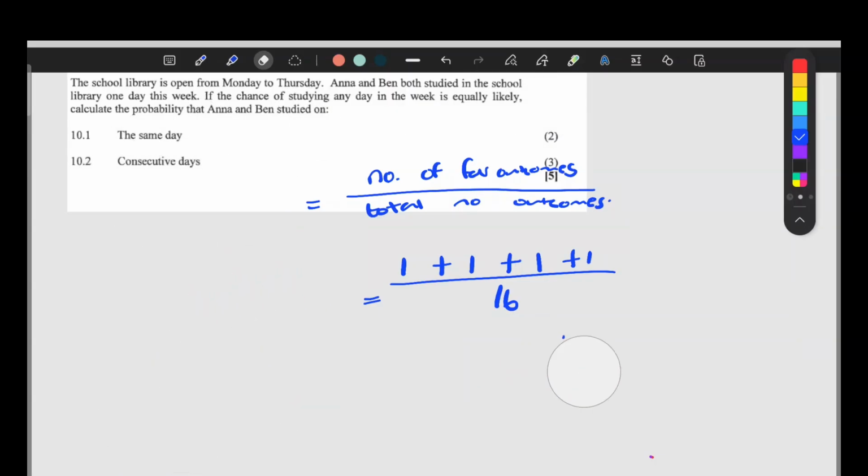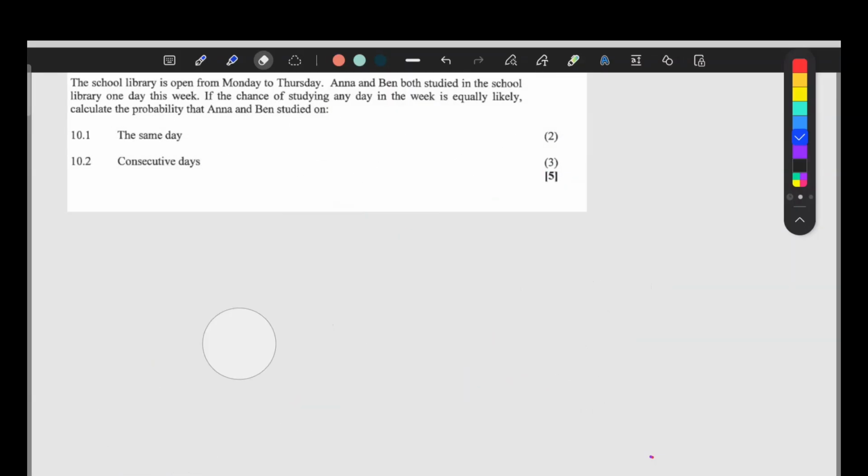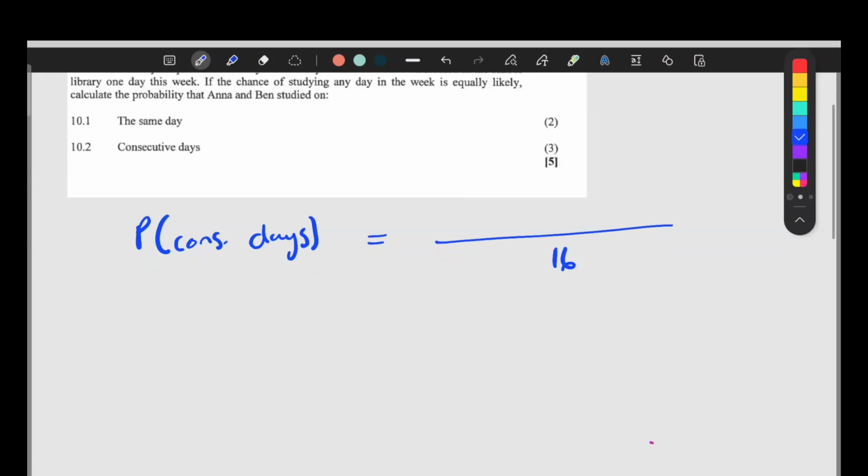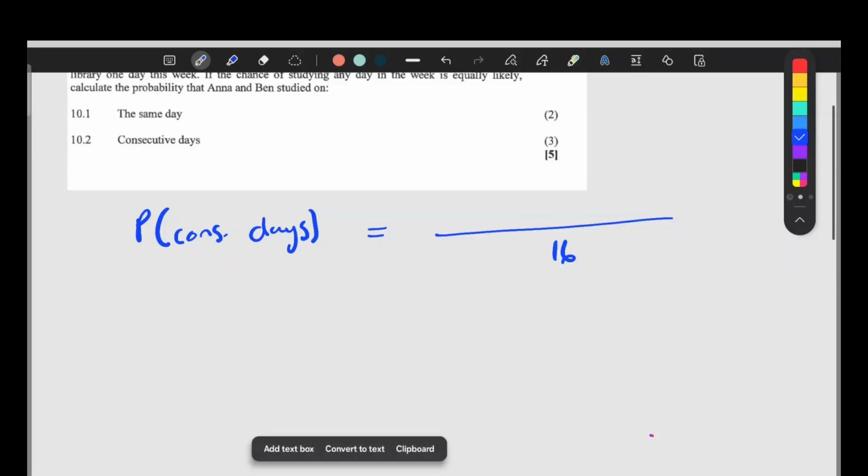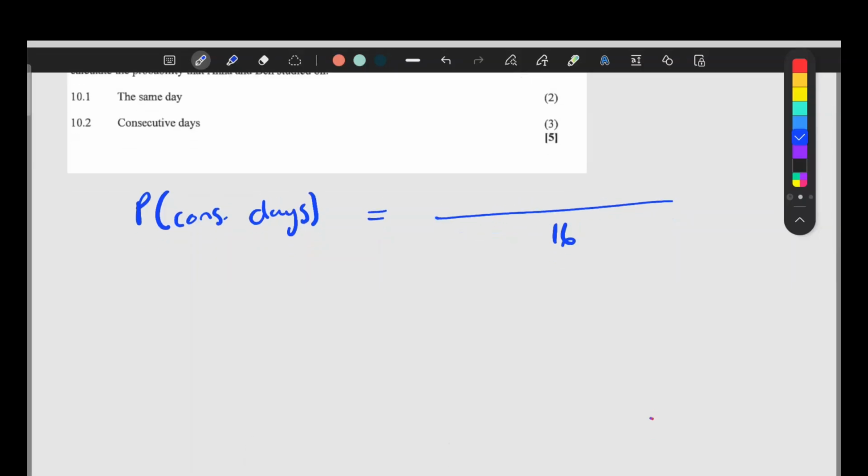What is the probability that Anna and Ben studied on consecutive days? So the 2 days must follow each other. So the probability of consecutive days, eh? We know the possible outcomes are 16. That's the total possible outcomes. Now, consecutive days. If I write this out, let's write Anna and then Ben.